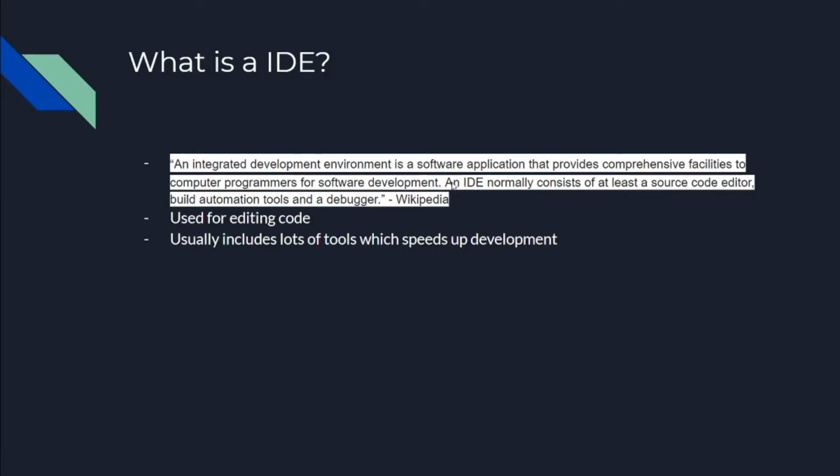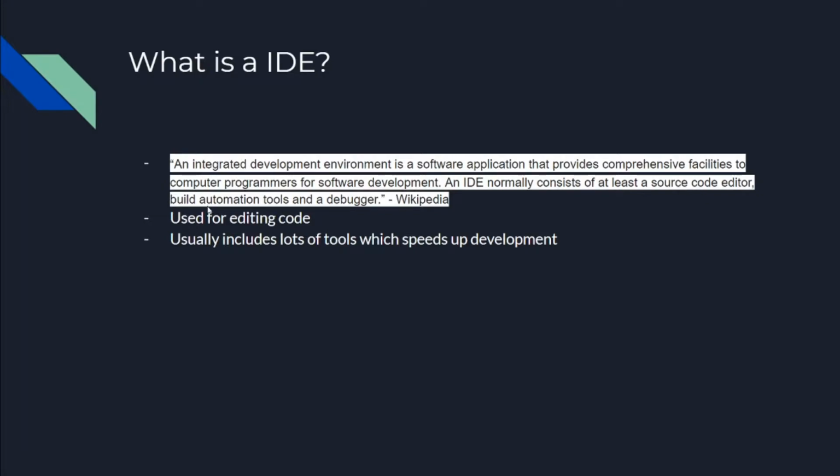So that just basically means it's an application that provides lots of tools which speed up how long it takes to make the bot in our case. So an IDE normally consists of at least a source code editor, so basically a text editor. Notepad, for example, can do the exact same thing. Build automation tools and a debugger.